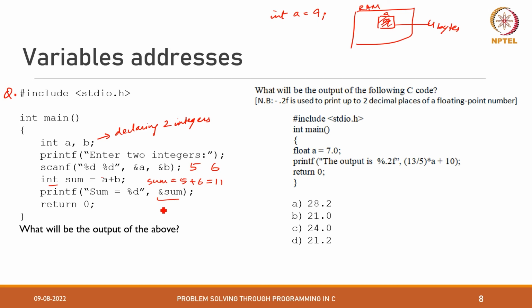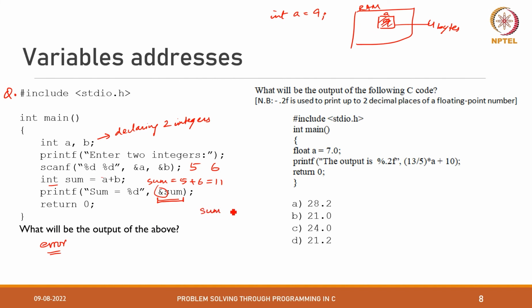So what will be the answer? What will be the output here of this entire code? So in all probability, the output here will be an error. Why? Because you see in the printf statement, I have used this ampersand symbol. Okay. So this ampersand symbol basically says, what is sum?